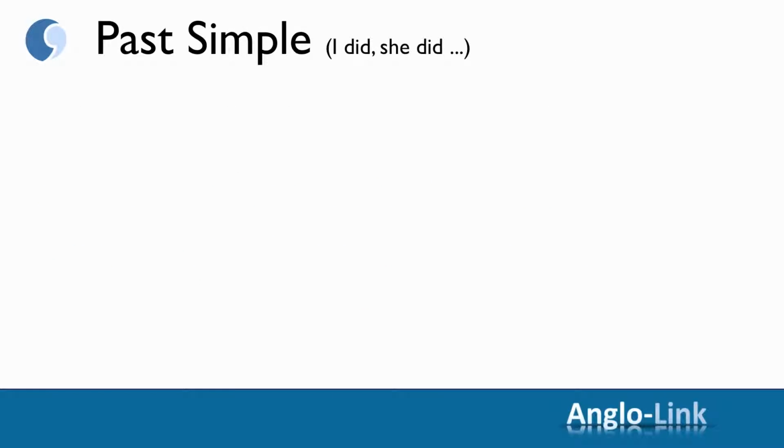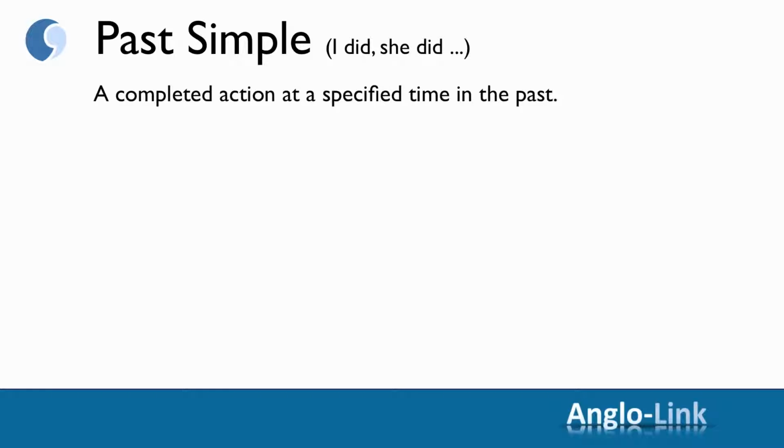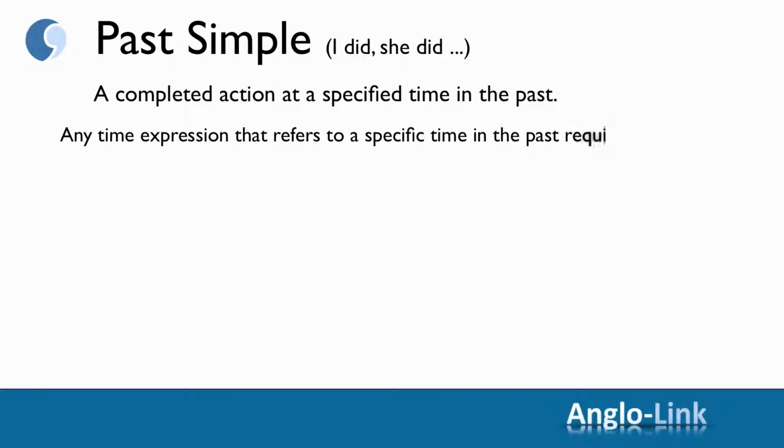Right, moving on to the past simple. I did, she did, etc. Remember that initially we contrasted past simple with present perfect. Because past simple is also a completed action, but at a specified time in the past. Any time expression that refers to a specific time in the past requires this tense. For example, yesterday, last year, a week ago, when I was young.